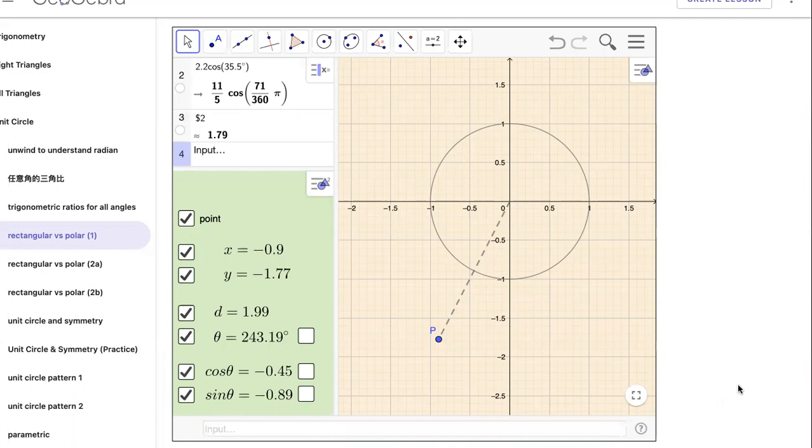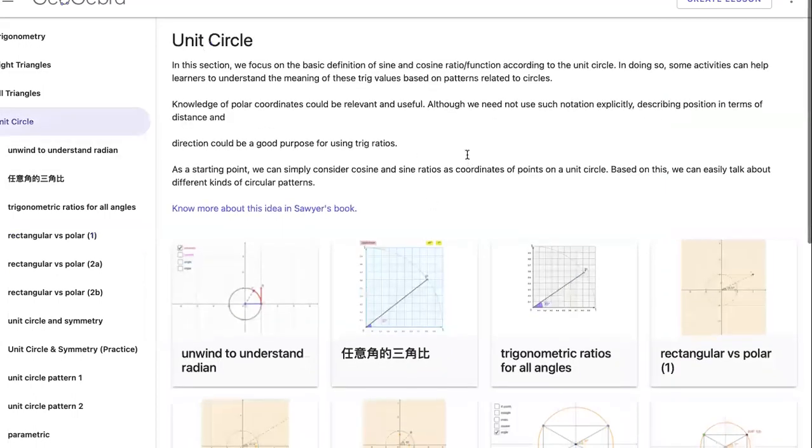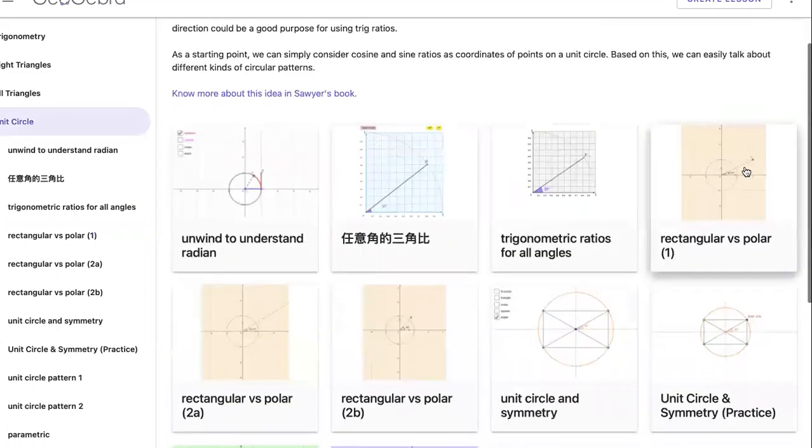Okay, so I clicked on that link which you put on the chat, but I cannot get this page like this. Can you see this page? Yes, I clicked on the second one. That is the fourth one here. Fourth one or the fourth one? Okay. The fourth one here, rectangular and polar. Can you see this one?